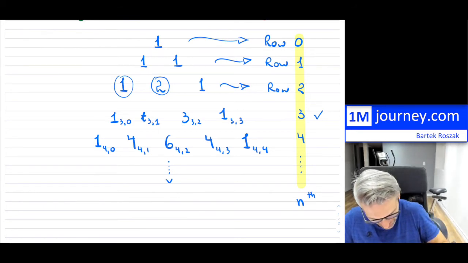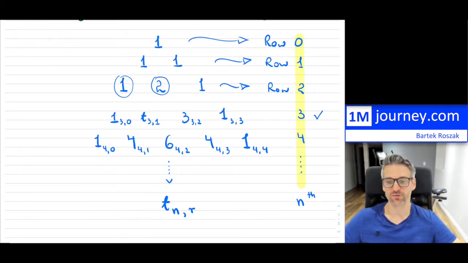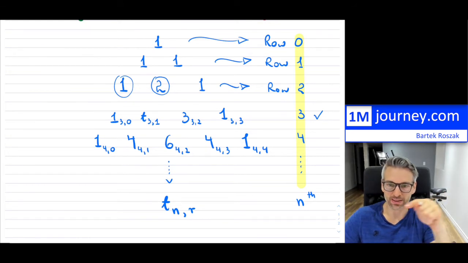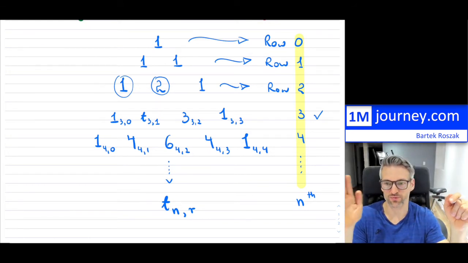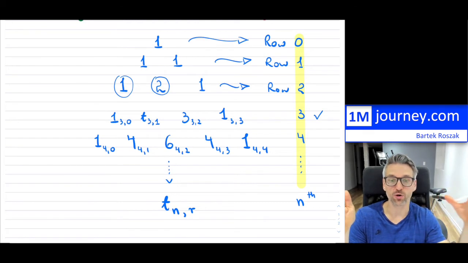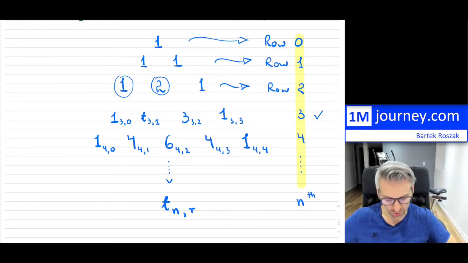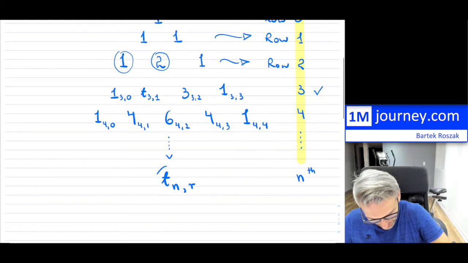So you can find out any term, T sub n, and then the actual item itself. You'll sometimes see it defined as T sub n, comma, r, where n stands for the row itself, and r stands for the item in the list that you have. It starts from 0, 1, 2, 3, and then goes up to n, which would have been the row itself.